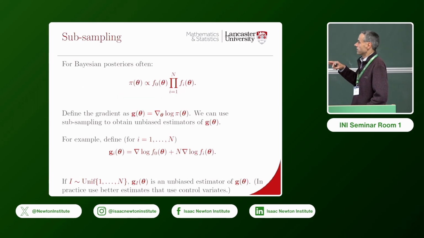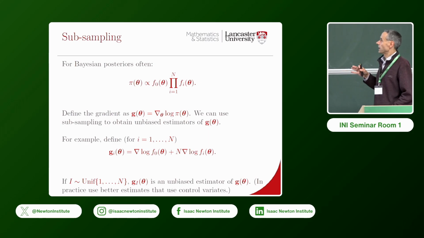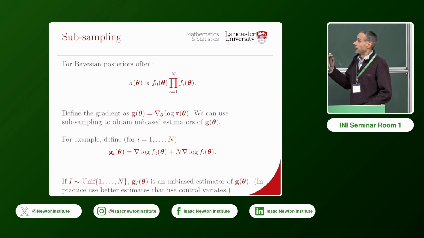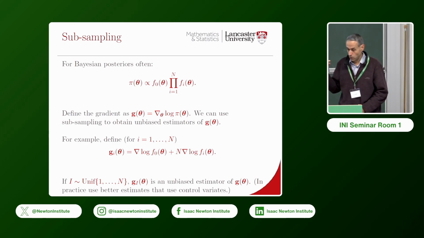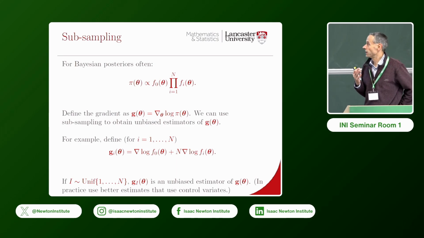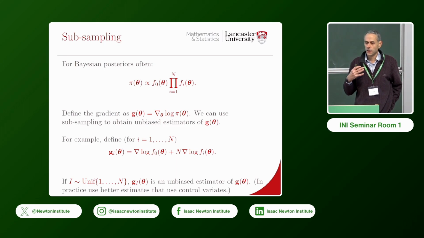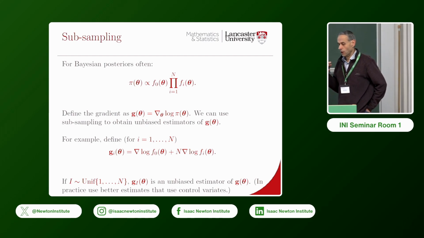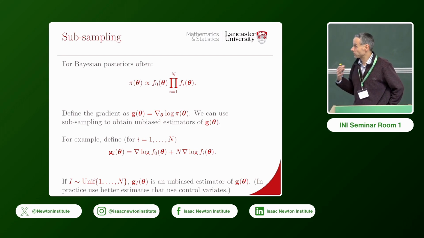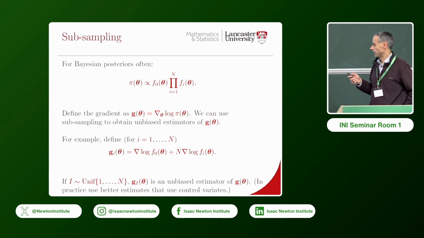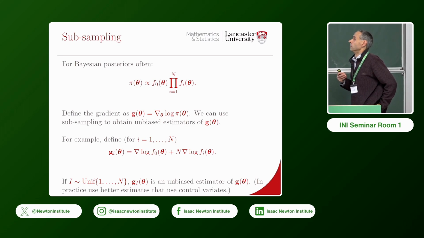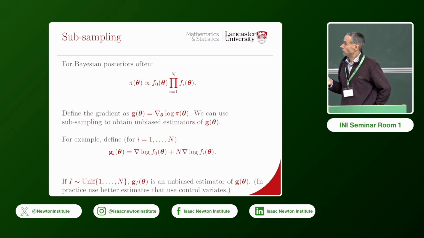Before I go on to talk about the algorithm we've been investigating, there's another important nice property of these PDMPs which we're going to utilize, and that is that they give a principled way of using subsampling ideas. So what do I mean by this?